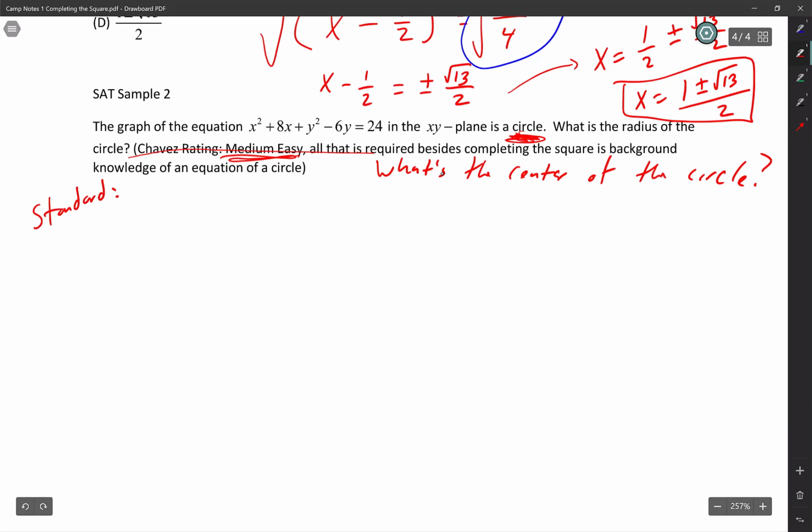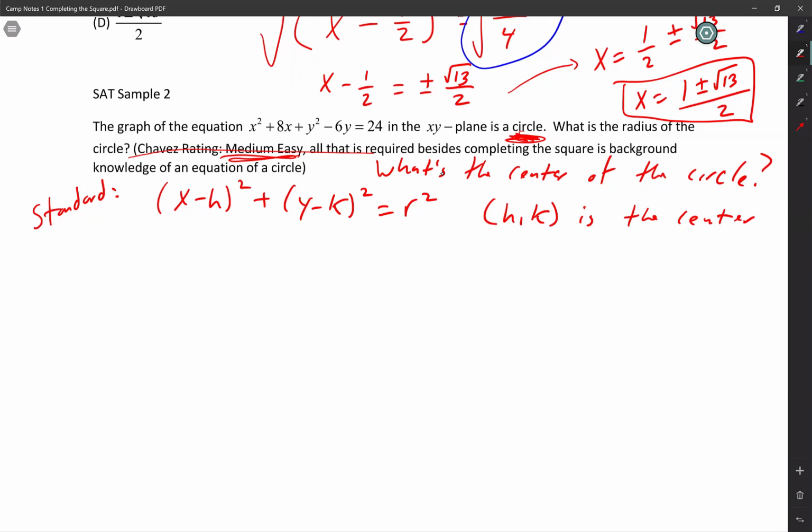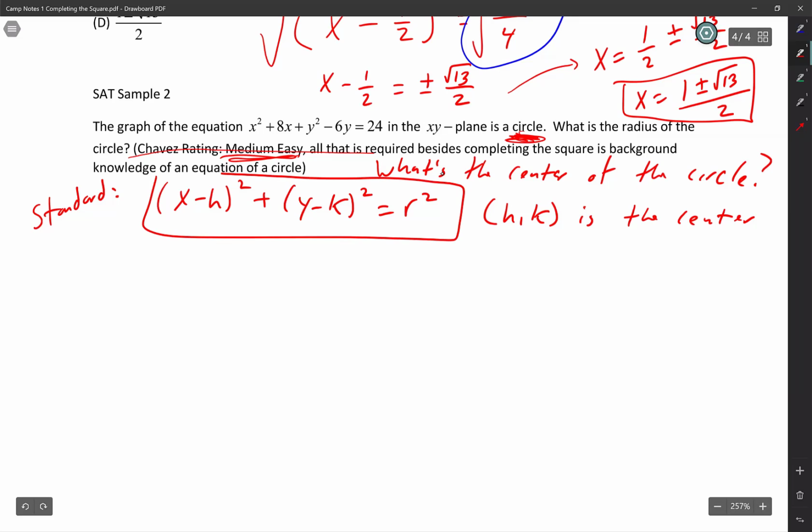And there's actually two definitions of standard form, but I'm going to write the more common one. It is x minus h, close it, squared plus y minus k, close it, squared equals r squared, where h comma k is the center. That's all you have to know to get this question right. So now that you know that, we have to make this expression look like x minus h squared plus y minus k squared equals r squared. So how do we do that?